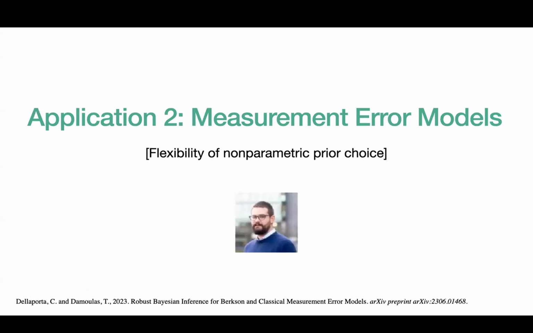Okay, so the second application. The first was a quick application of how you can choose L to make this very applicable for a specific setting. Here, apart from choosing L, we also look at how you can choose the non-parametric prior to make it very suitable for this measurement error model setting. And this was joint work with my PhD supervisor, Theo.